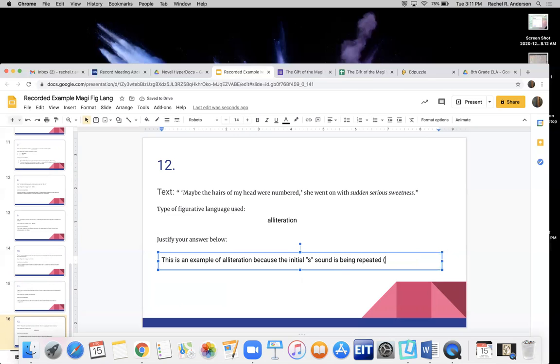And they usually use alliteration for effect. So the author wanted our reader to know that she was very serious when she was talking to Jim. She was very intent on trying to make him forgive her for cutting her hair for him. Okay, so the S sound being repeated. Sudden, serious, sweetness.